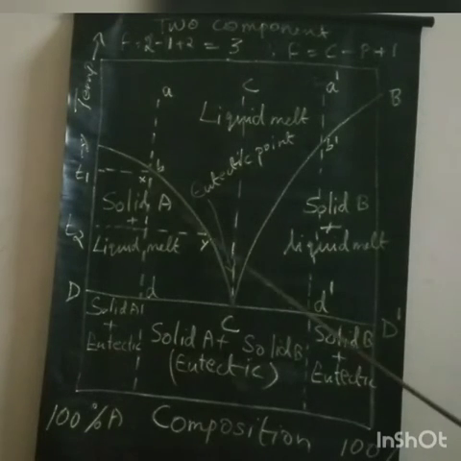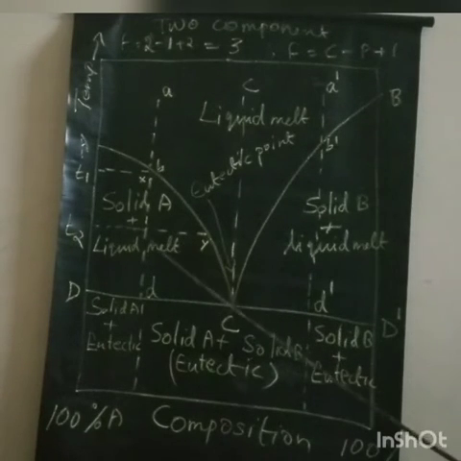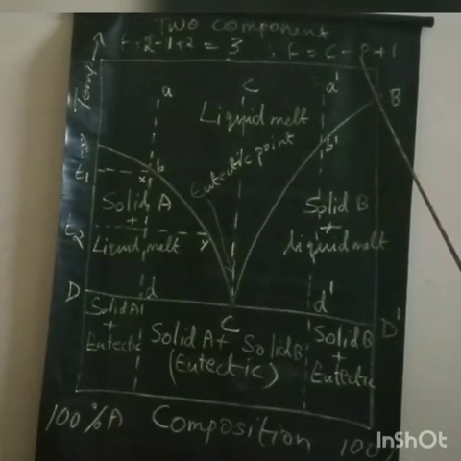Now we see the areas. The area under the curve AC consists of both solid A and liquid melt. So the degrees of freedom will be 2 minus 2 plus 1. So it is monovariant. So this is a monovariant system.